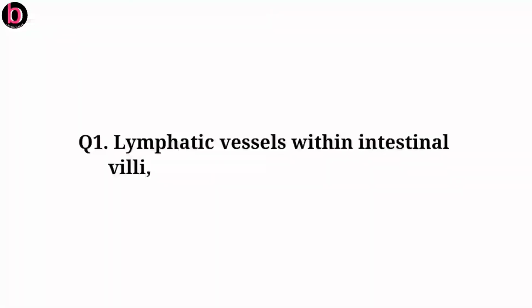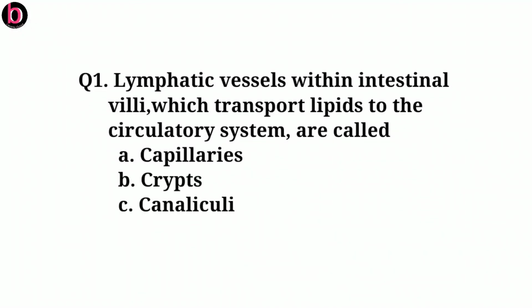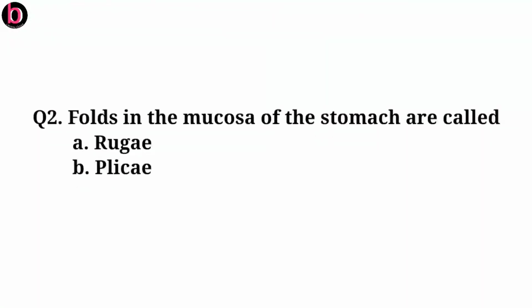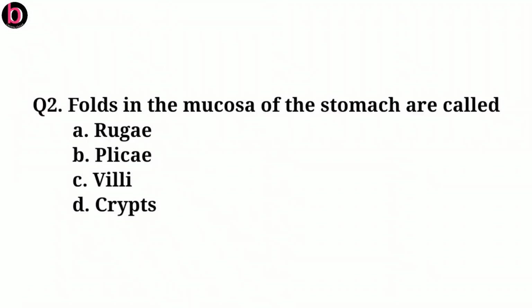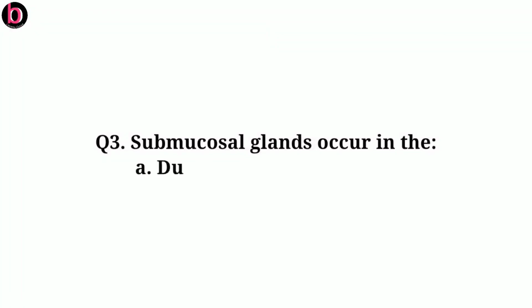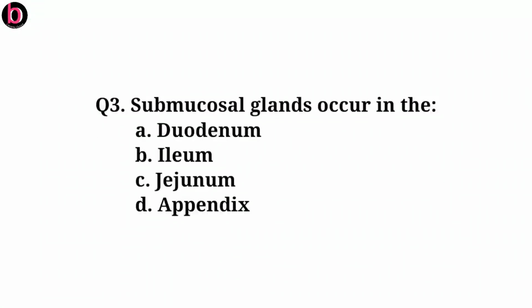So this is question number 1. Lymphatic vessels within intestinal villi which transport lipid to the circulatory system are called: capillaries, crypts, canaliculi, or lacteals. Second question, folds in the mucosa of the stomach are called: rugae, plicae, villi, or crypts. The third question, submucosal glands occur in: duodenum, ileum, jejunum, or appendix.